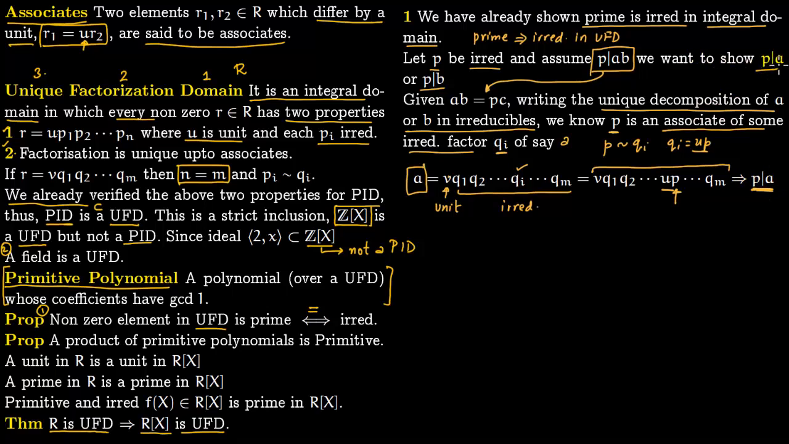We wanted to show P divides A or P divides B. So we just took P as an associate of some factor of A, and that just shows that P divides A. So we are done. This is done. So we have shown that irreducible is prime in a UFD, and prime is irreducible, so you have equality.